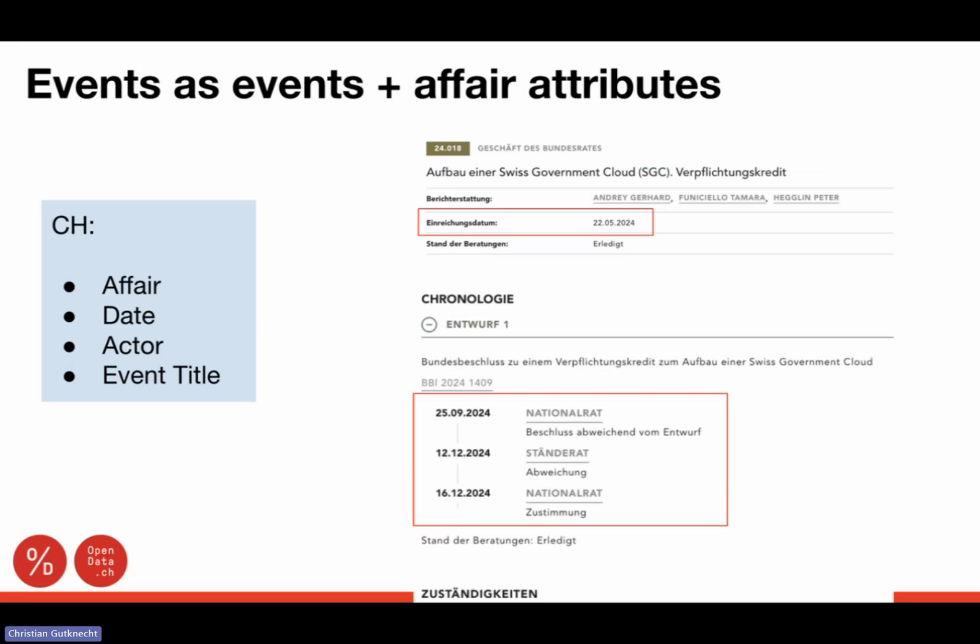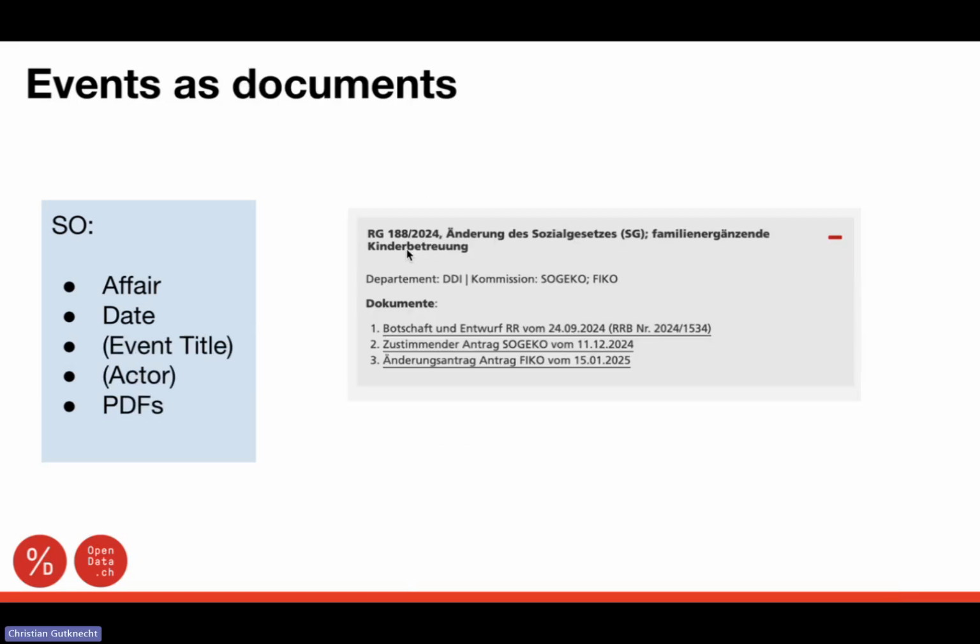Then there is this mixture, sometimes like on the federal level, where you have events, and then you have some stuff like when the affair has started put in here, while in the case of the Federal Council it's more an attribute of the affair. Then for some cantons, they have affairs, and the events are documents, right? So in the title of the document you see, okay, now something has happened.